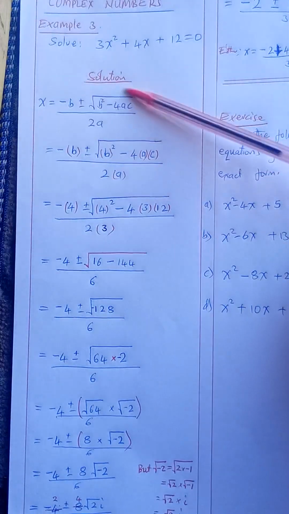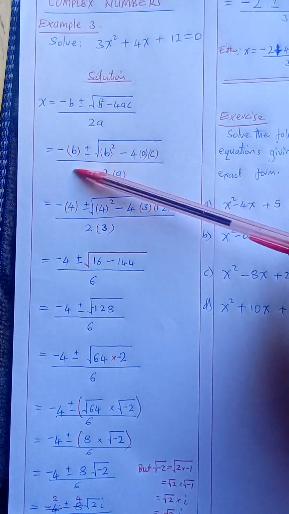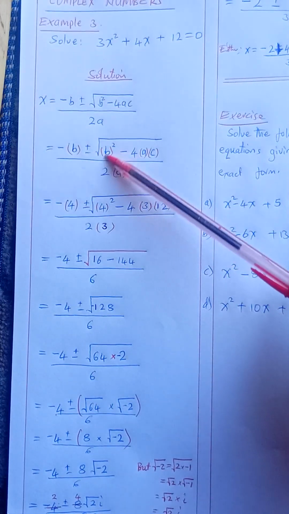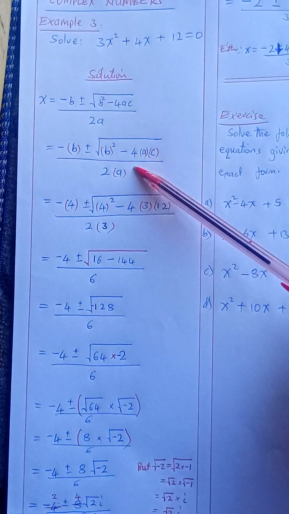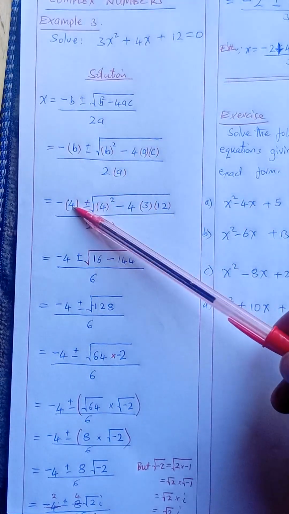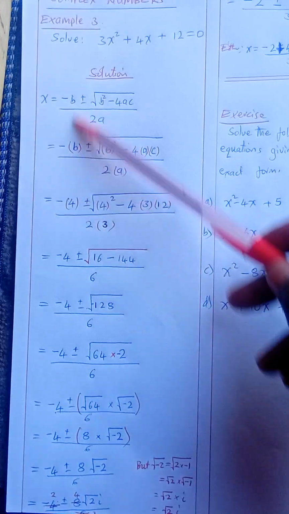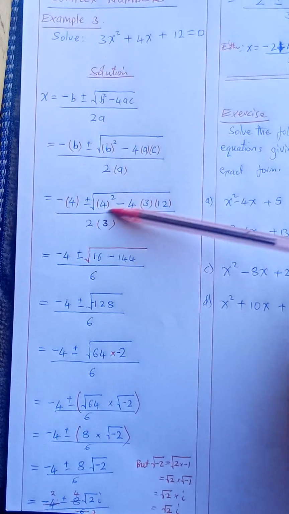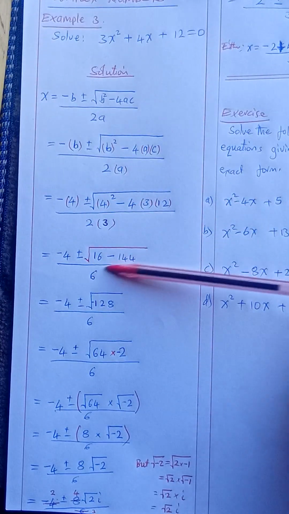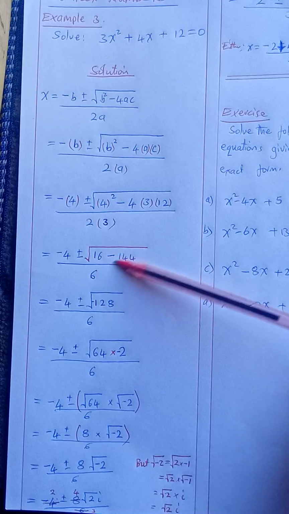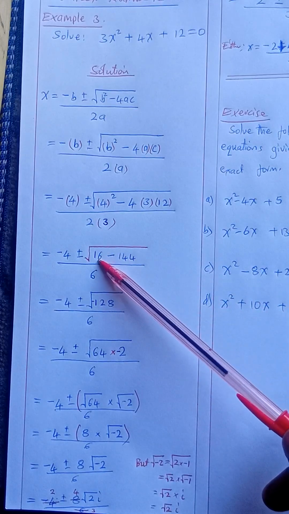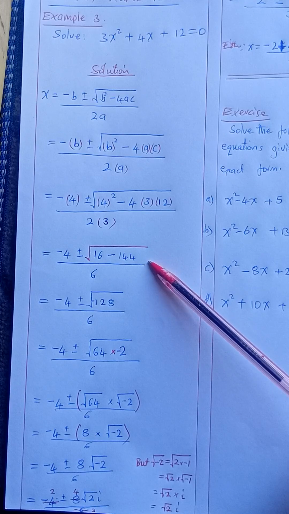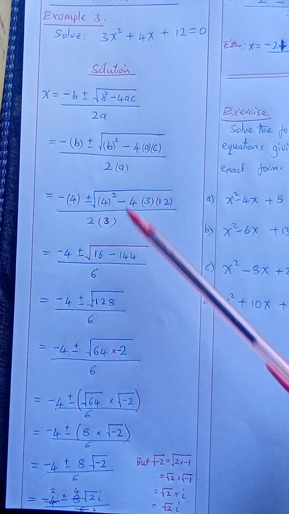After applying the quadratic formula, we put the bracket to cover each letter separately here. Then we can substitute. After substituting for the values, where this one is a, this one is b, then this one is c, we just substitute them. After substituting, we simplify. After simplifying, we know inside the root here we have 16 minus negative 144. But before we reach here, we can start from here.